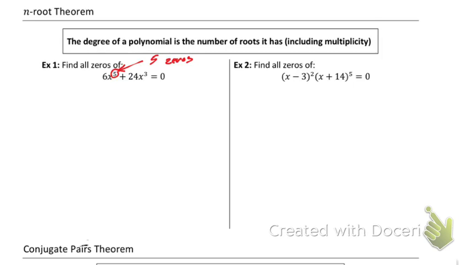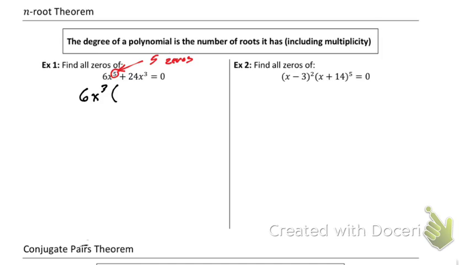So I'm looking at 6 and 24. What can I pull out of 6 and 24? 6. What's the biggest thing I can pull out of x to the 5th and x cubed? What goes into both of those? X to the 5th and x cubed. X cubed.